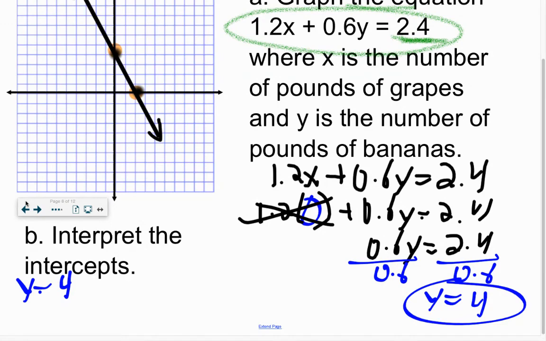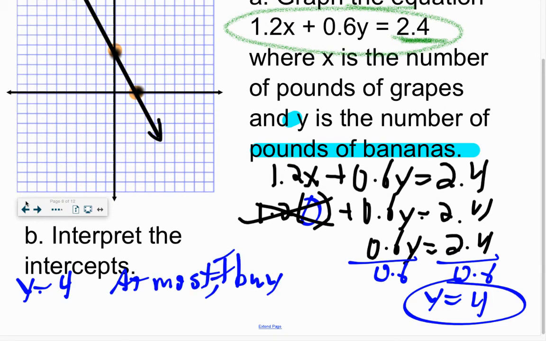Go back to the word problem and look where it said y represents pounds of bananas. So interpret the intercepts. Well, if y is 4, that means at most I can buy 4 pounds, and that's a cursive LBS, short for pounds, of bananas, along with 0 pounds of grapes at that spot, because that's what the intercept stands for. 4 pounds of bananas and 0 pounds of grapes.